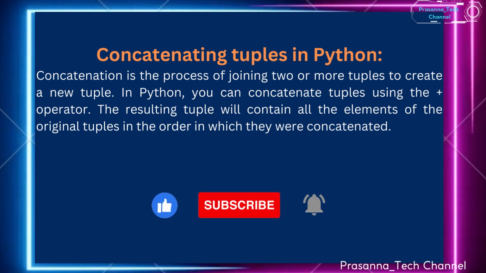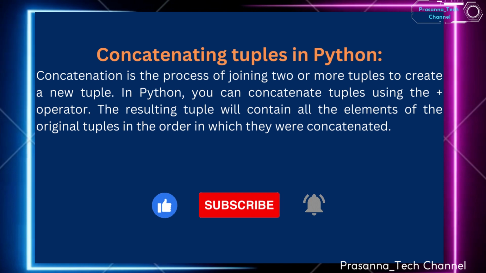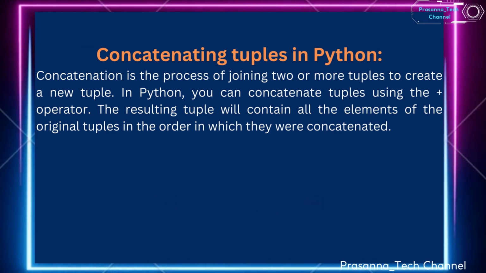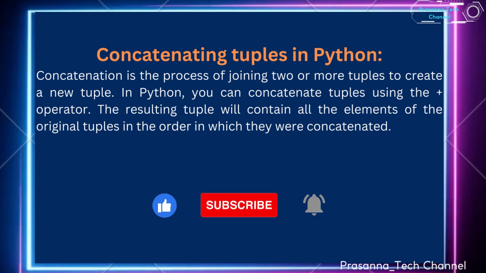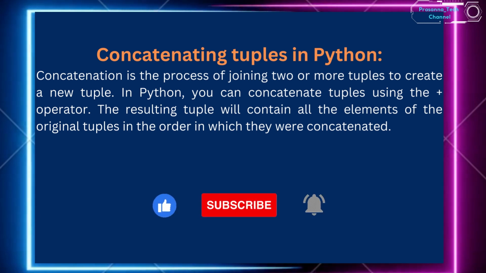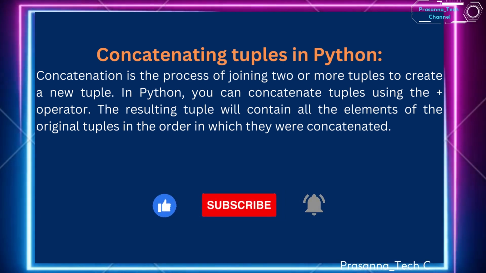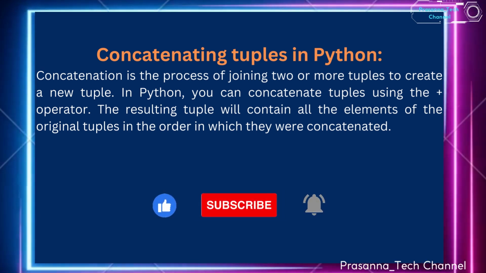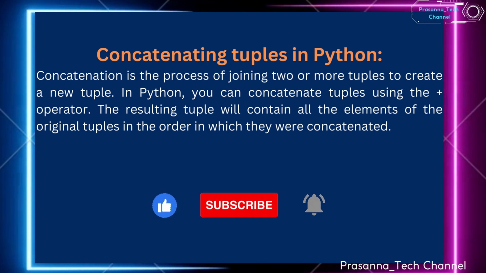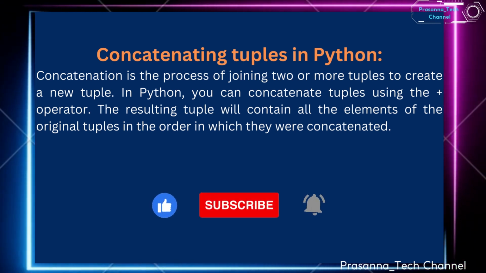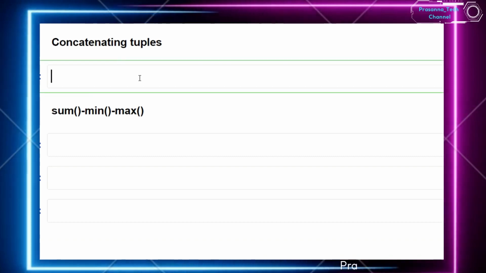Concatenating tuples in Python. Concatenation is the process of joining two or more tuples to create a new tuple. In Python, you can concatenate tuples using the plus operator. The resulting tuple will contain all the elements of the original tuples in the order in which they were concatenated.